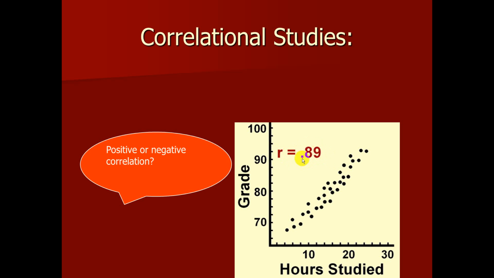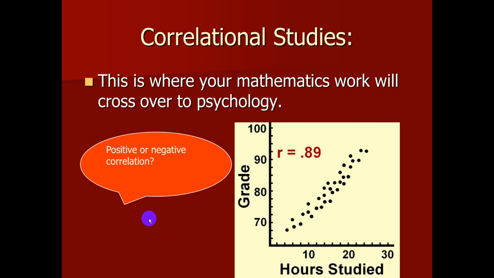And the closer it gets to 1, the closer you have a perfect correlation between two variables. Perfect positive correlation. The closer it gets to -1, the closer you have a pure negative correlation. And the closer it is to 0, the less there means that there's very little or no correlation whatsoever. This is where mathematics will cross over to psychology. And so these scatter plots are something that you can use to look for correlation. You can also compute the correlation coefficient.